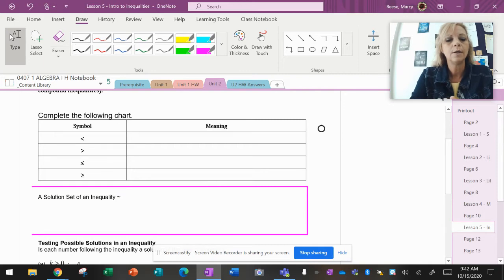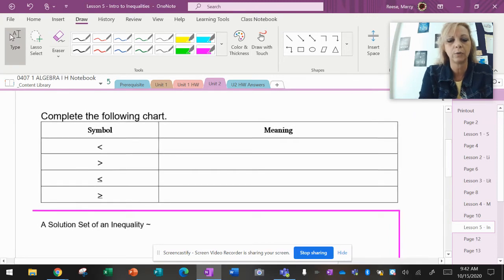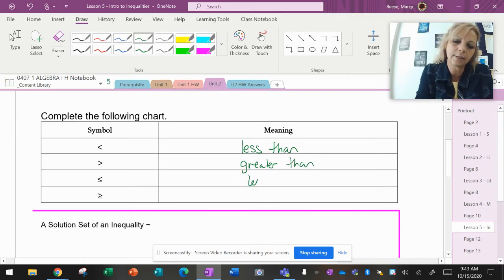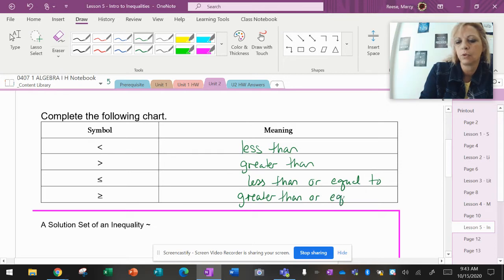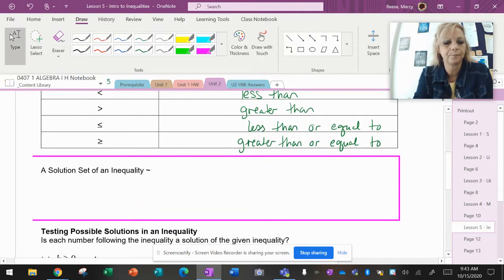Okay, so symbols for inequalities. If you were in class with me, I would have you shout out what that means. This one means less than. This one is a greater than symbol. This one is a less than or equal to symbol. And that last one is a greater than or equal to symbol. Now, the equals to means it can be equivalent to as well, okay?